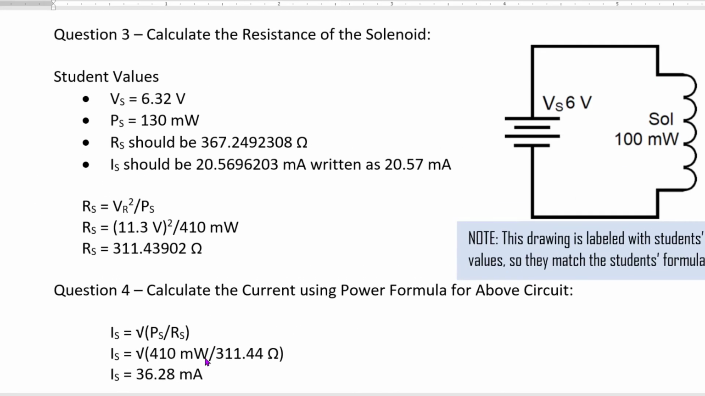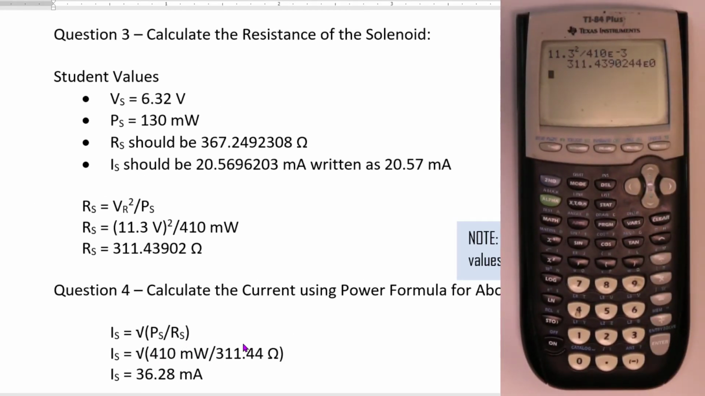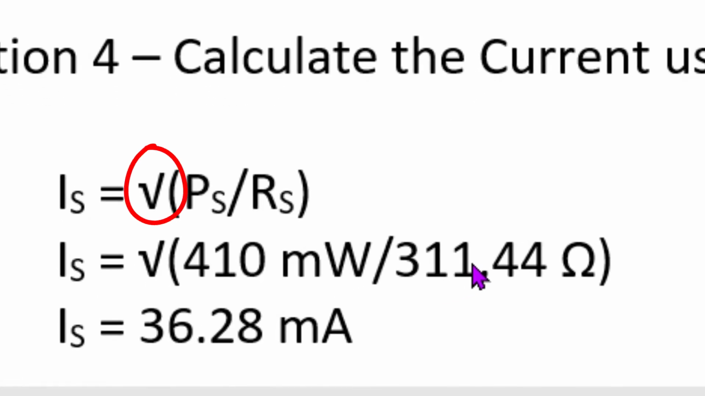Well, I've got an inverse key, and I can find the inverse of the inverse, which is actually the answer. So I'm going to take that and I'm going to divide it by 410 milliwatts. And that's not the answer. That's the inverse of the answer. So I'm just going to hit my inverse key, and that is actually the answer. But now I've got to find the square root of that.